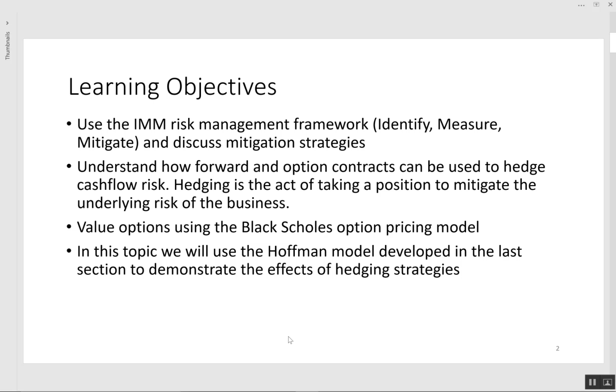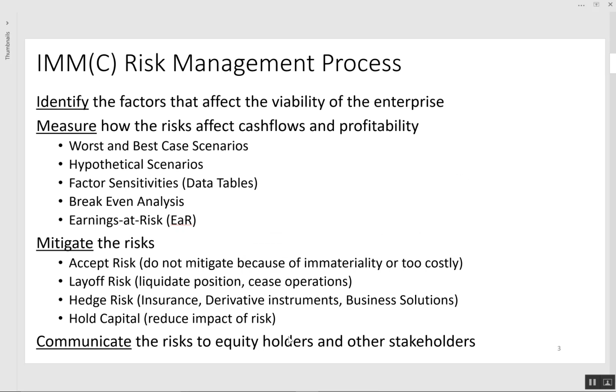In this topic, we're going to continue the topic 7 model where we estimated the risks of operating a gold mine, specifically the Hoffman gold mine. So remember the IMM process. You identify the factors that affect the viability of your enterprise. You measure how the risks affect cash flows and profitability. You mitigate the risks, and we're going to talk about that today, either by accepting them, laying them off, hedging them, or holding capital. And also, an important aspect I haven't brought up before is once you've done all this, you need to communicate the risk to the equity holders and other stakeholders.